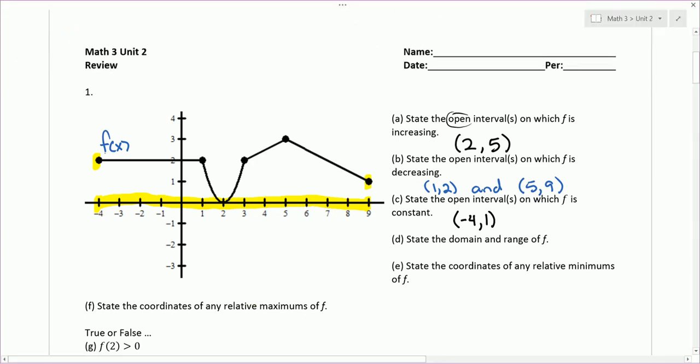Then you have to think about your endpoints. If your endpoints are open circles, you won't include them, but both these endpoints are colored in, and so we want to include them. So we use brackets. You always put the lowest value first, so go from left to right, -4 all the way to 9.